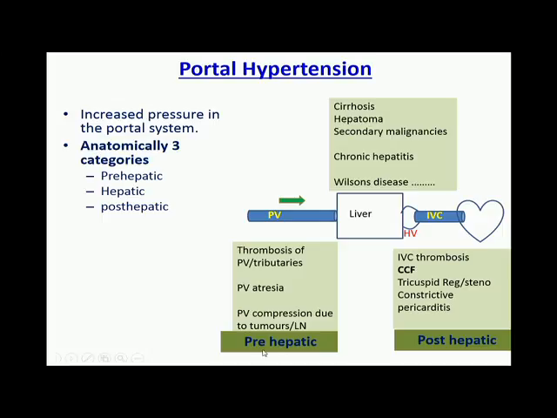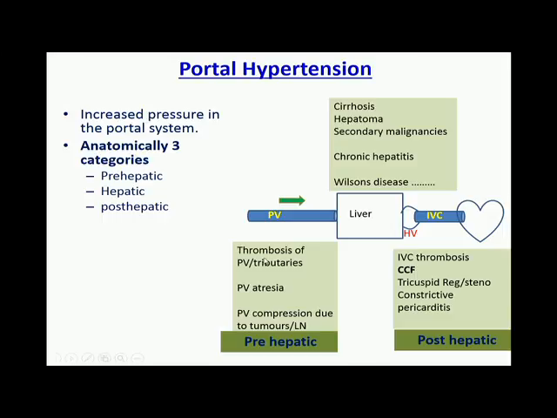Obstructions can occur in the pre-hepatic circulation, leading to hypertension in the pre-hepatic part of the portal circulation before it comes to the liver. The second category of portal hypertension occurs within the liver, called the hepatic type. So the pathology is within the liver. Any chronic liver disease can cause that. The third one is more proximal, between the liver and the heart. It's called post-hepatic obstruction.